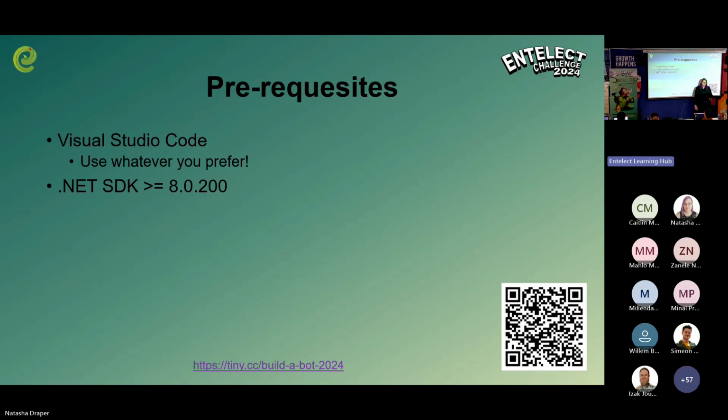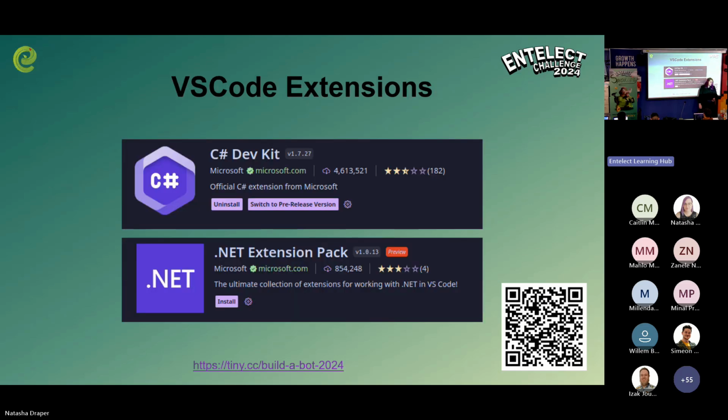The reason for this is a couple of the plugins we use need at least that version. But if you download it off the website, I think it's at version 8.0.306 or something like that at the moment, so you should be fine. Then the extensions we're going to use for VS Code are the C# Dev Kit and the .NET Extension Pack. Both of these are official Microsoft extensions, so don't worry about security, and you should be able to find them fairly easily.